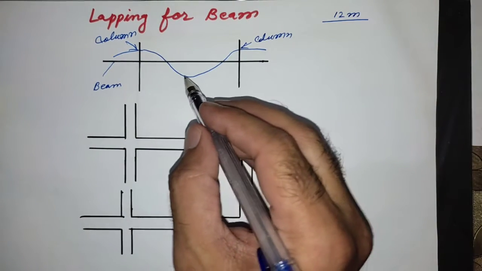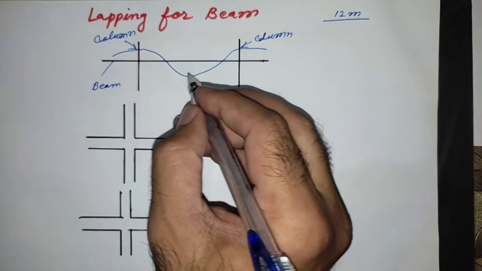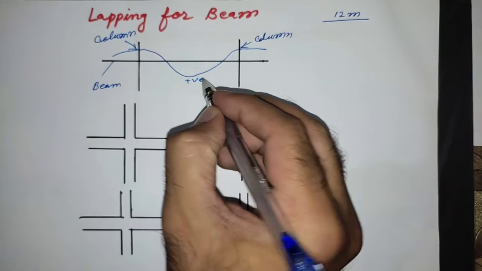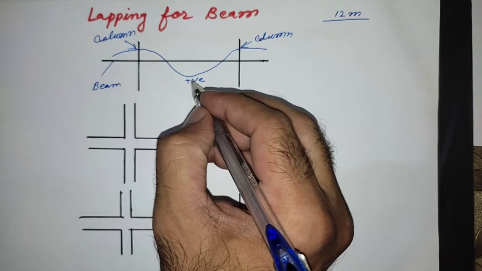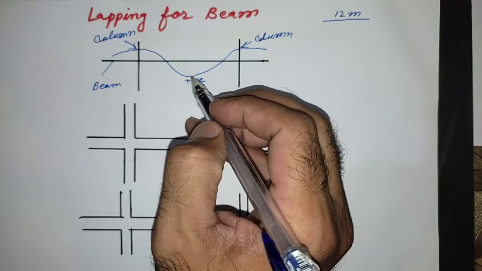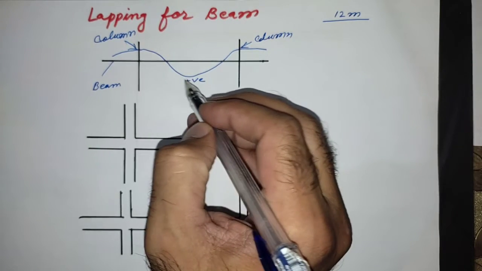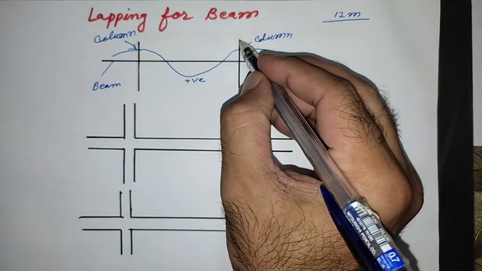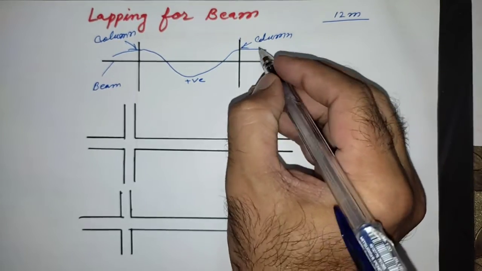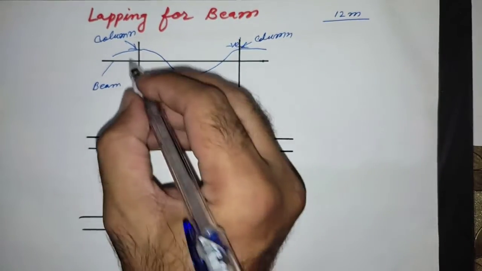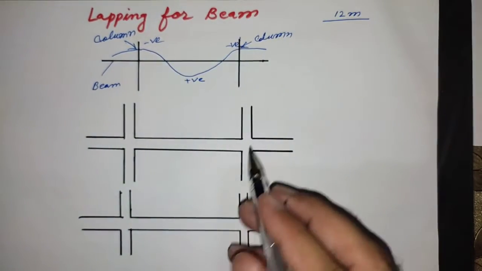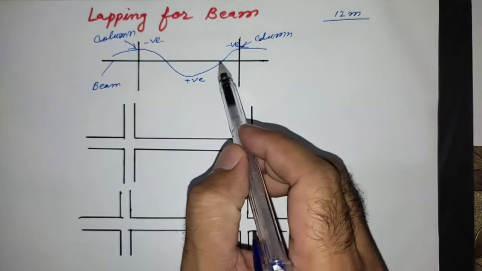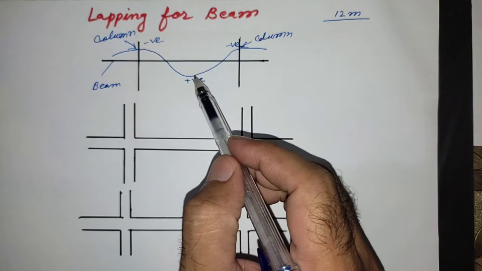So in beam, maximum positive moment occurs in the lower portion. This is positive bending moment. Due to loading on beam, some bending stresses occur in the bottom of the beam, and in the upper portion near the column section, negative moment occurs. So this is in the middle portion, positive bending moment.